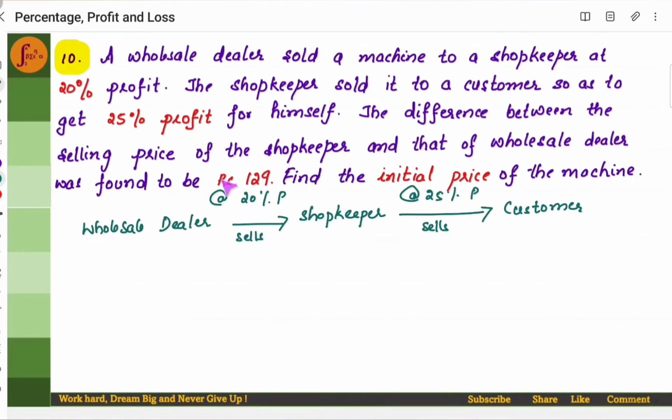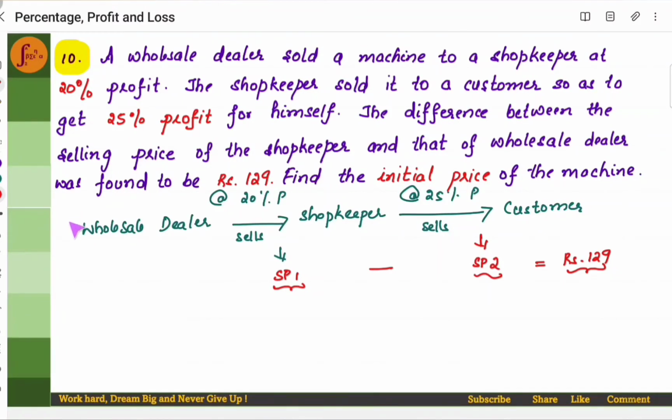Now, the difference between the selling price of the shopkeeper and the wholesale dealer is 129. When the wholesale dealer is selling to the shopkeeper, there is one selling price. Let's call it, say, selling price 1. And when the shopkeeper sells it to the customer, there is another selling price, SP2. The difference between these two selling prices is rupees 129. This is the difference.